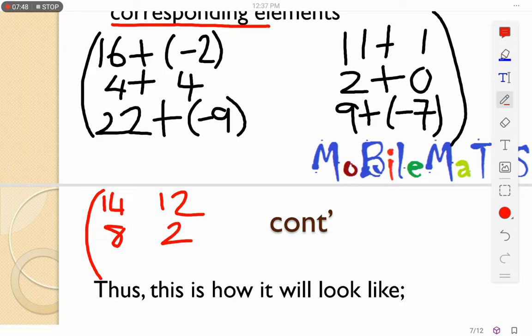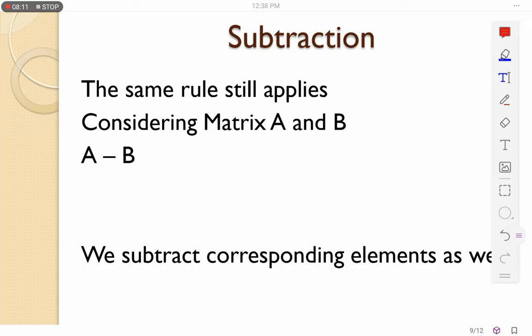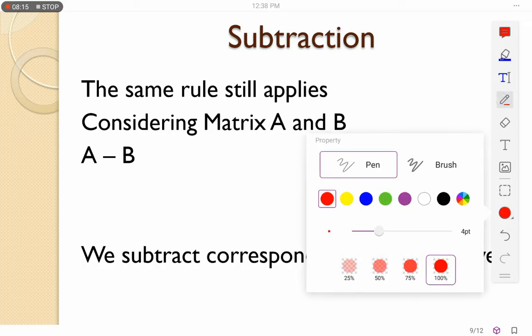22 minus 9, I get a 13. Then 9 minus 7, I get a 2. So please take note of the negative signs there. Okay, so that's how you do the addition of matrices. Let's look at subtraction.